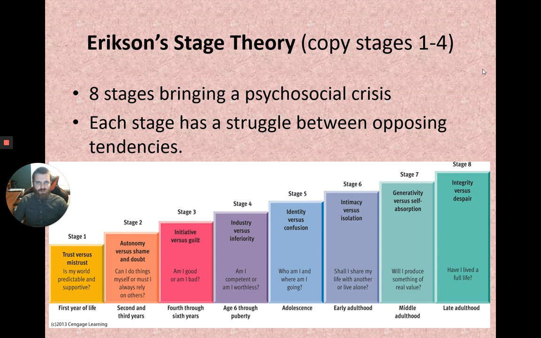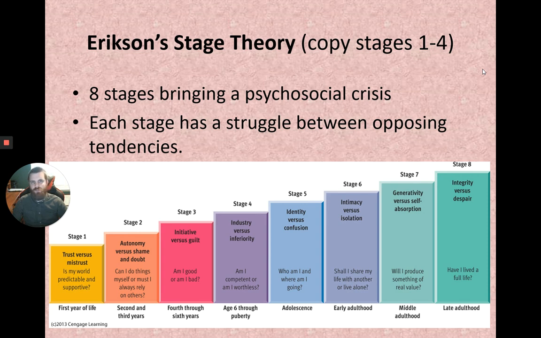Stage 3 is initiative versus guilt. Am I good or am I bad? This is now age 4 to 6 years old. So at this point, you're now going to school and you're having your first chance to get a little bit of independence. So taking the initiative versus being guilted into the initiative.